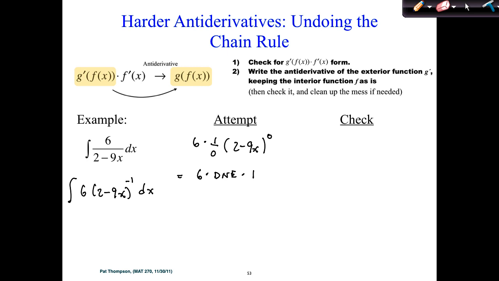So, we got our g prime of f, right? And g prime is to the -1. So we raise the power up to 0, and then we take 1 over 0 to cancel out the 0. And so we got 6, and this doesn't exist, and then this all goes away because anything to the 0 is 1. So how are we doing here?